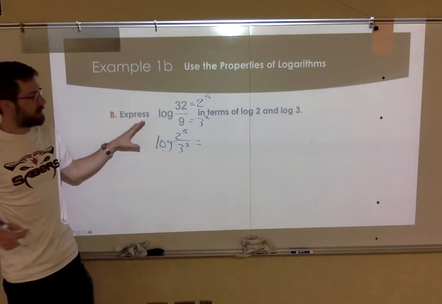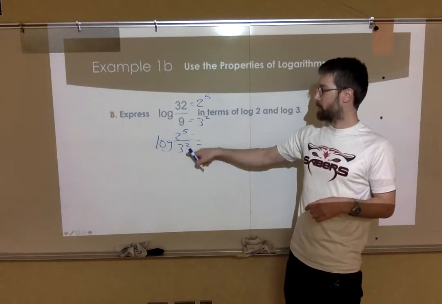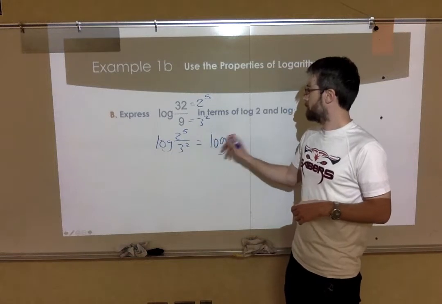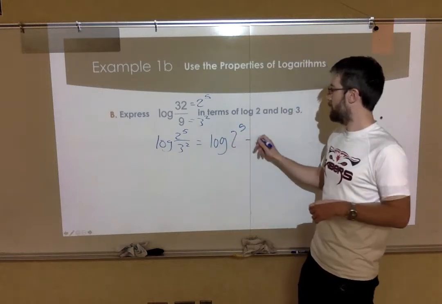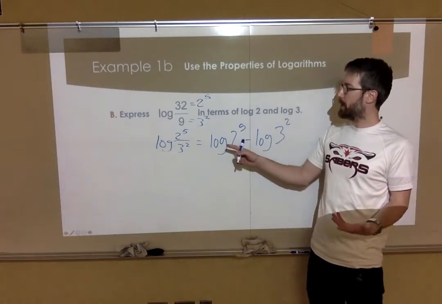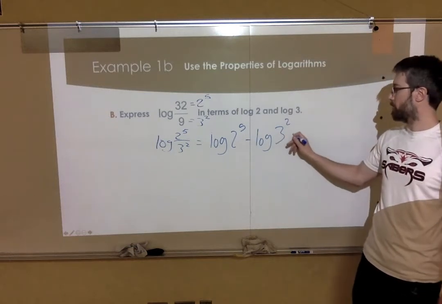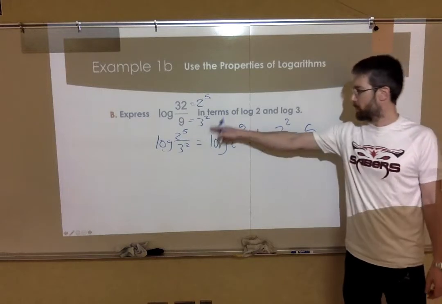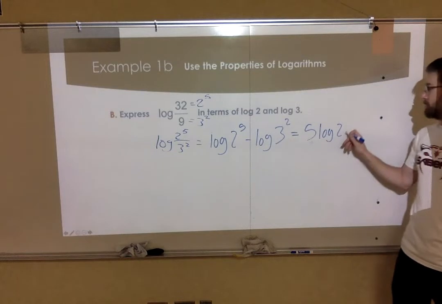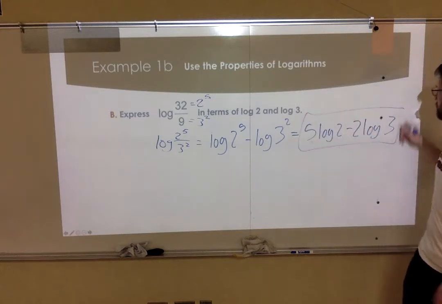Now I'm going to expand this again. With the quotient property, I can split the top and bottom of the fraction by subtracting them. So log 2 to the 5th minus log 3 squared. And then I can finish this by applying the power property, so it's log 2 and log 3, not log 2 to the 5th and log 3 squared. The exponent moves in front, so it's 5 log 2, and then the exponent moves in front there, minus 2 log 3. Okay.